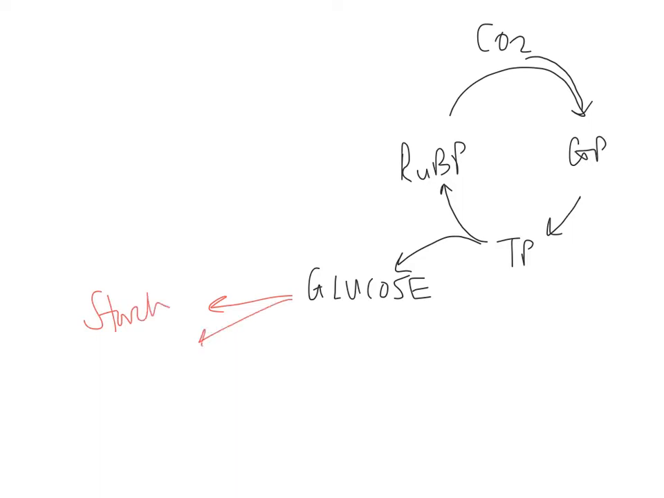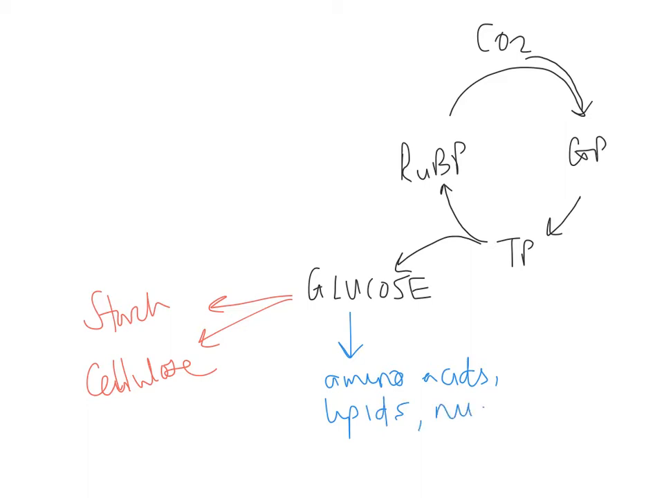Well, of course, we know that it's stored as starch, storage polysaccharide, or it's also converted into cellulose for use in cell walls. It's also, though, via various biochemical pathways, converted into other useful organic biological molecules such as the amino acids, the lipids, and the nucleotides, and obviously goes off from there to form the larger macromolecules. Of course, some of the glucose made is just used directly by the plant in respiration.